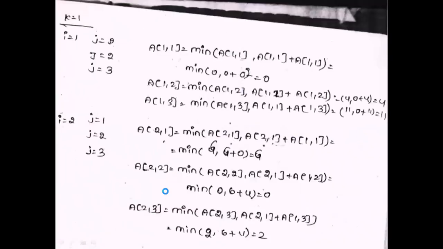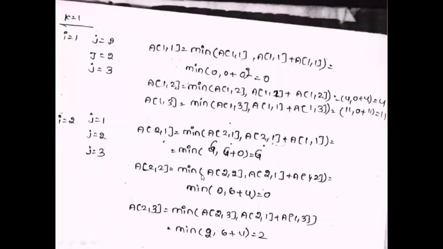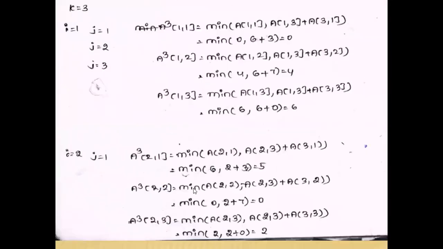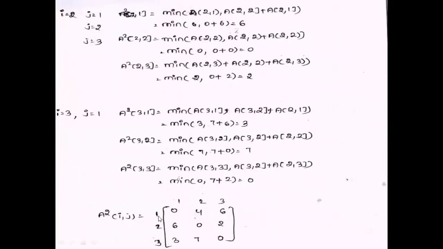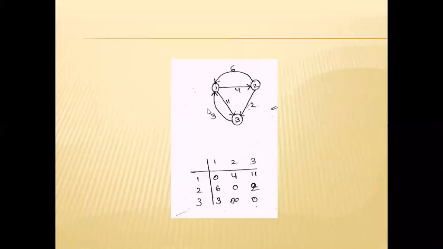Means in the matrix, we are finding the shortest path from 1 to 3 using intermediate vertex 2. So you are finding the shortest path from 1 to 3.